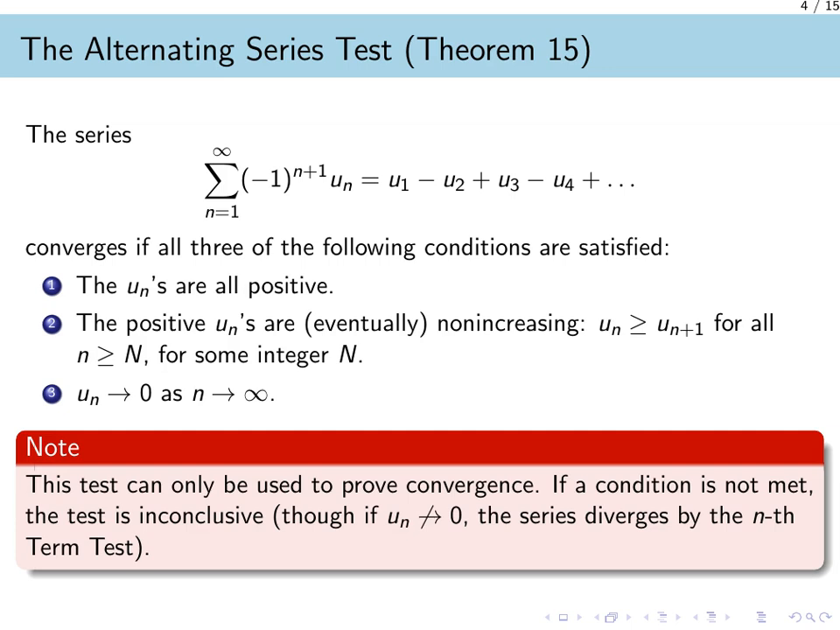A critical point is that this test can only be used to prove convergence. If a condition is not met, the test is inconclusive. The only exception is if the limit of the terms is not 0. In that case, the series diverges by the nth term test. In short, if the positive terms of an alternating series eventually decrease towards 0, the series converges.